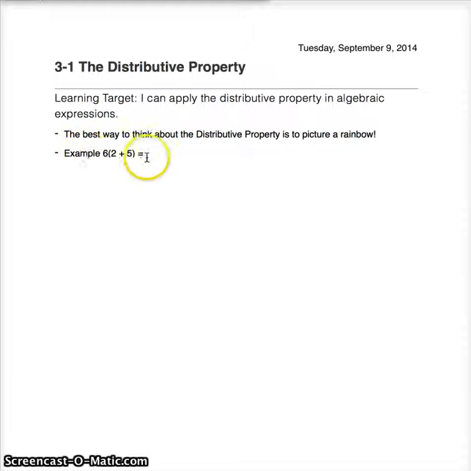So this is an example of a problem that we can commonly see in math. It's read as 6 times the sum of 2 plus 5. And when we have the order of operations, we know that we're supposed to add the parentheses first. So we're supposed to do 2 plus 5, which is 7. And then all we have left is 6 times what was in that parentheses, which is 7, which gives us 42. So that's the way that we've learned so far how to solve problems like these. And this is definitely correct.